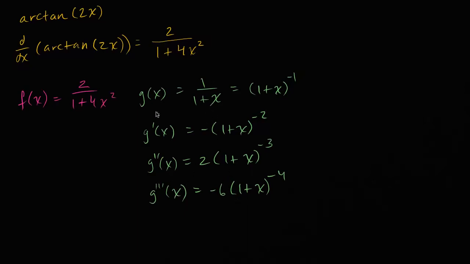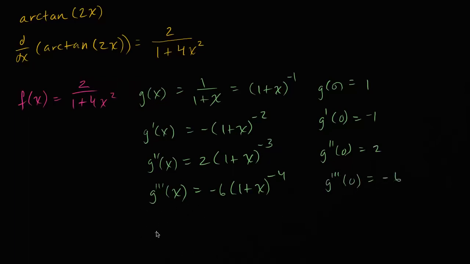So just that quickly, I was able to find the first three derivatives of g of x. And it's very easy then to find the first four terms of its power series representation, especially its Maclaurin series, if we have the power series centered at 0. We just have to evaluate each of these at 0. So g of 0 is equal to 1. G prime of 0 is equal to negative 1. G prime prime of 0, so 1 plus 0 to the negative 3, that's just 1 times 2, is equal to 2. And then the third derivative, evaluated at 0, is equal to negative 6.